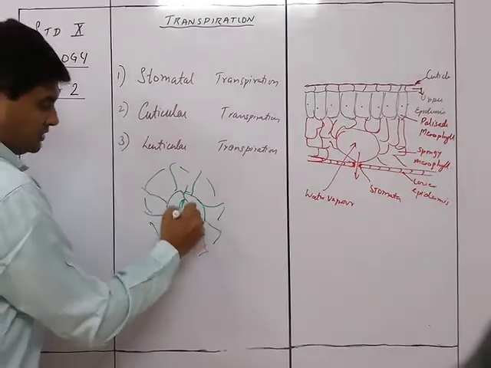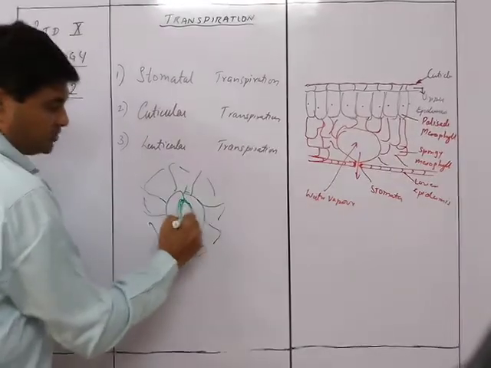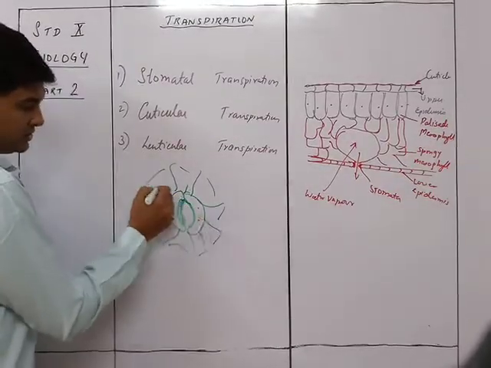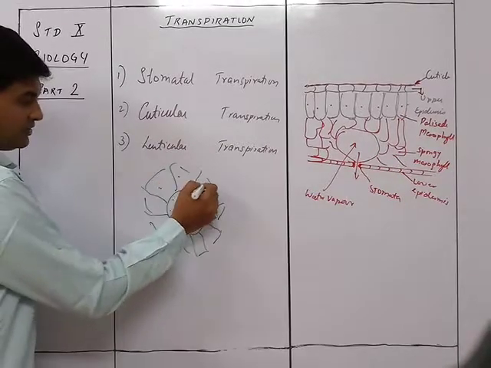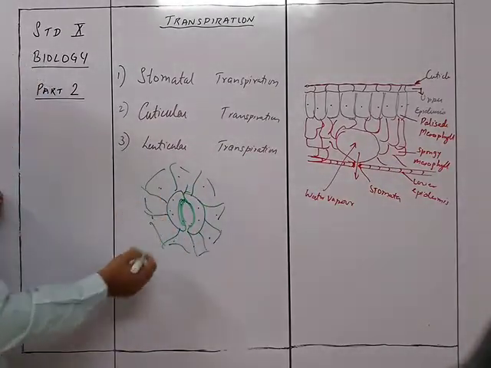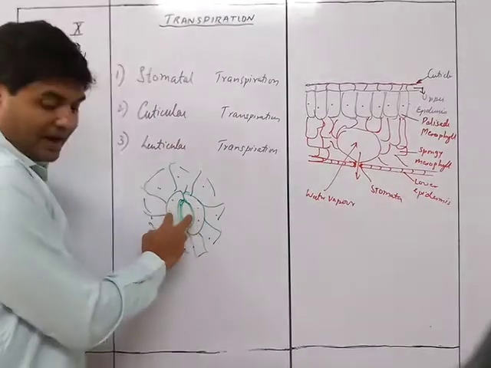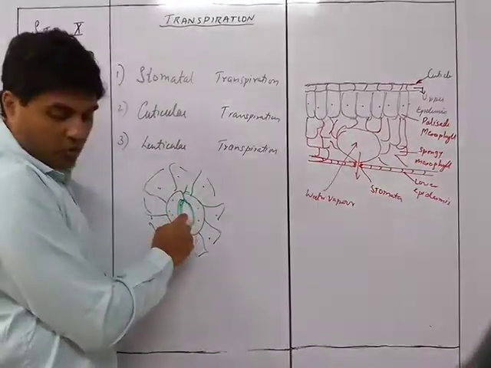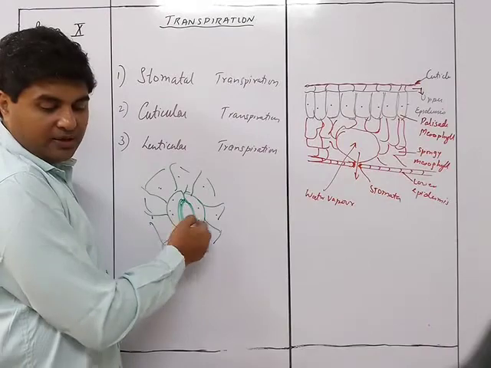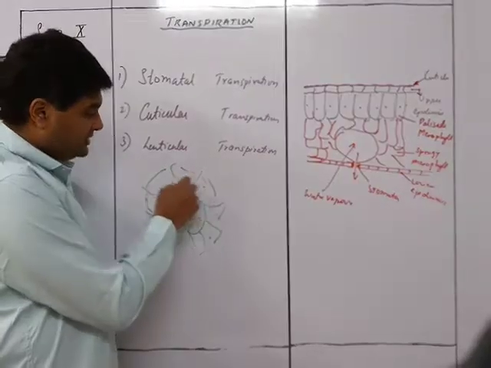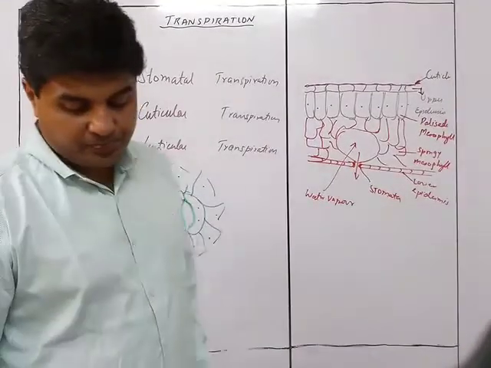So this is the guard cell which is opened right now. There is a nucleus over here. This is the figure. You can see these are the two guard cells, and this is the stomatal opening, and the nucleus, and these are the epidermal cells. So epidermal cells are there over here.